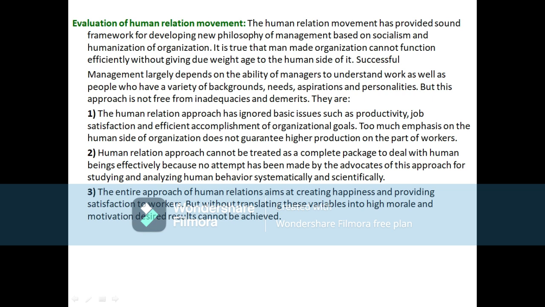But we can also say that there are certain criticisms regarding these Hawthorne experiments, because the experiments were criticized for lack of scientific analysis and rigorous approach. There is no scientific analysis for these human aspects, because they are not quantitative. Human emotions and feelings are qualitative, not quantitative. We cannot quantify them, we cannot give a number. So the experiments were criticized on that aspect.